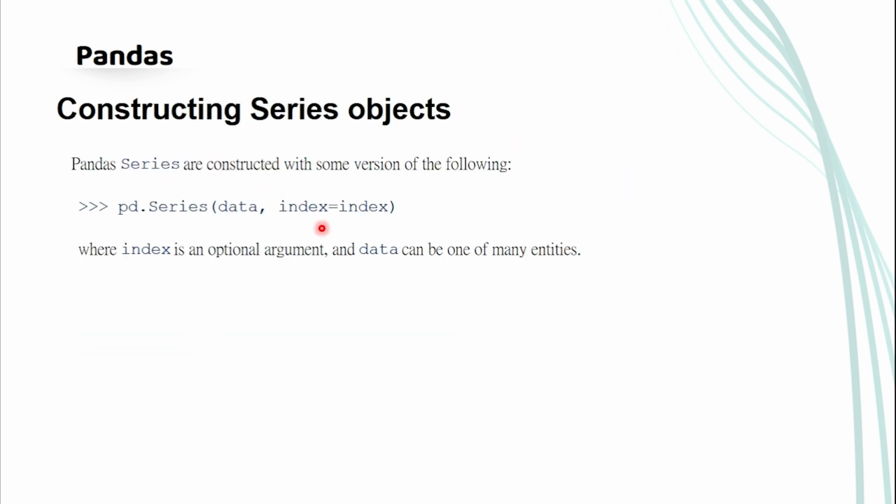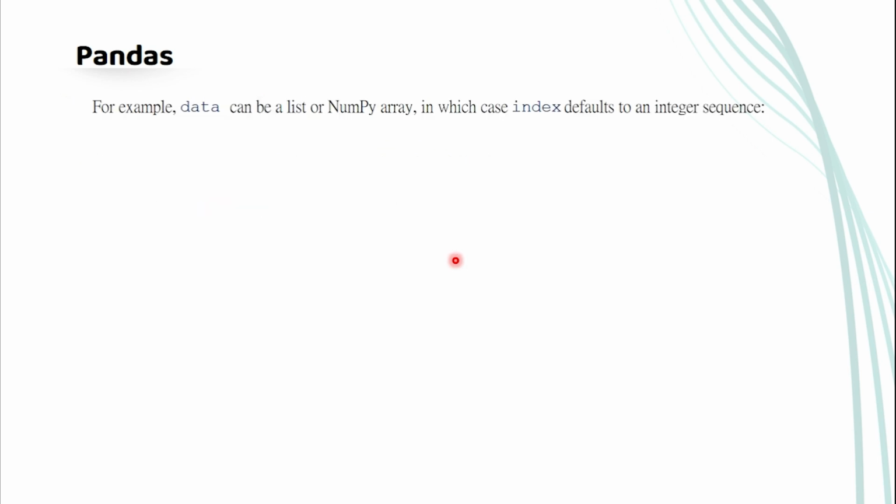Pandas series are constructed with some version of the following. We can construct it with pd.Series(data), where data is the data, and we can assign the series some index. Here, index is an optional argument. If we don't assign any index, the index is 0, 1, 2, 3 up to n. And the data can be one of many entities. For example, data can be a list or NumPy array, in which case the index defaults to an integer sequence. So here we create a pandas series 2, 4, 6, and the index is originally 0, 1, 2.